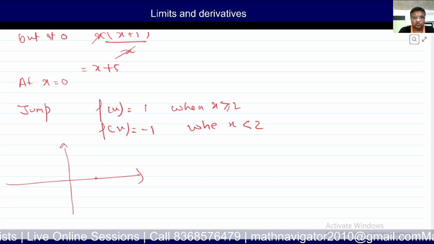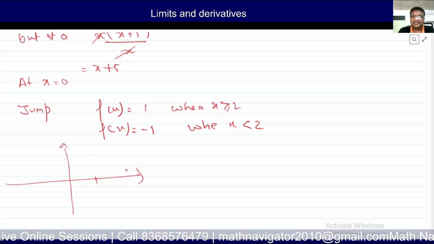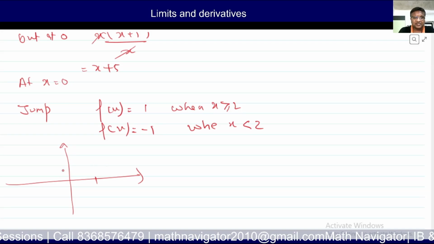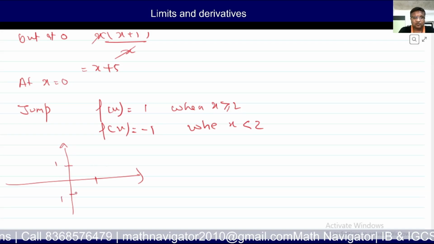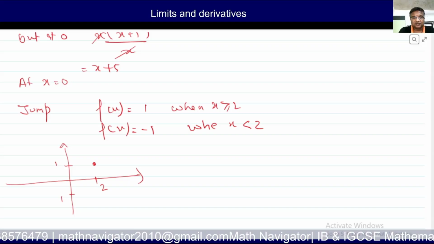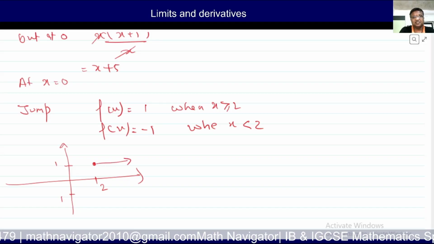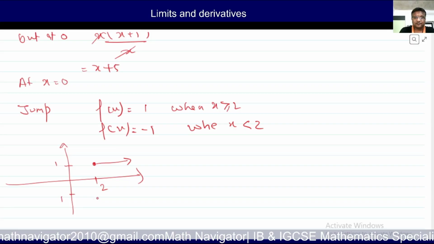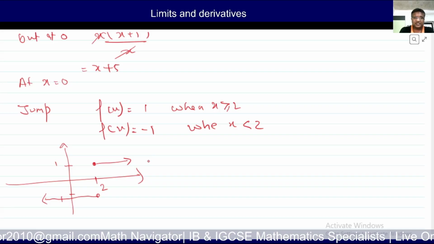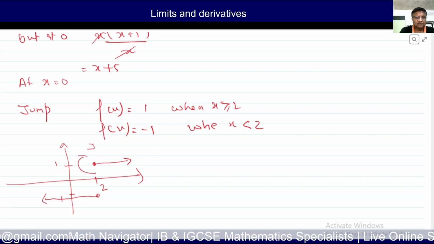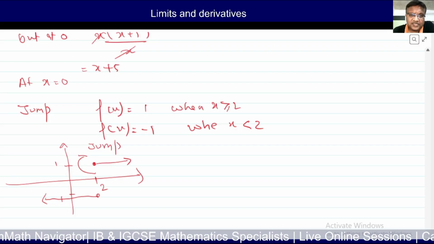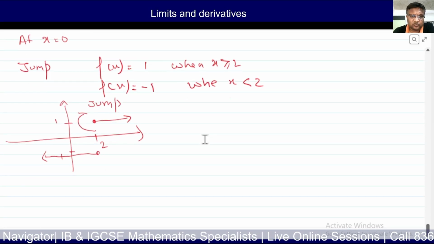So let's say this is my 2, right? So when x is greater than or equal to 2, y is equal to 1. So this is included. I'll write this is my 1, this is my negative 1, and this is my 2. So this is included. So the graph will look something like this. And for x less than 2, it will look something like this. So basically there is a jump which you cannot remove. So this is called essential discontinuity, I'm sorry.